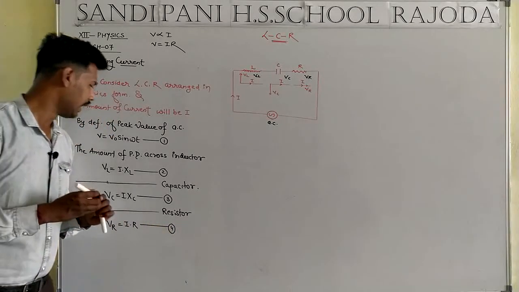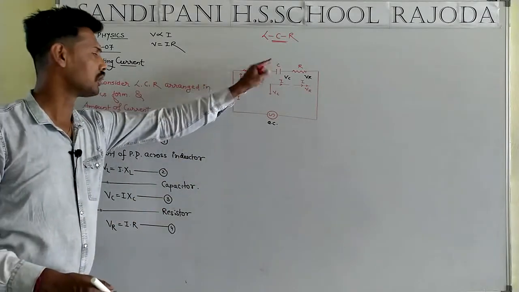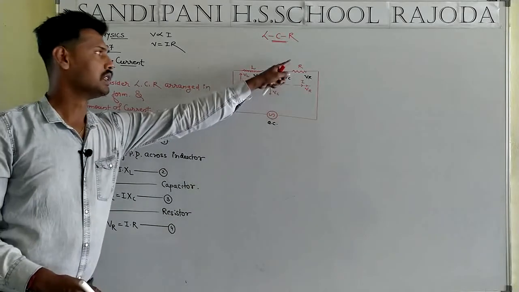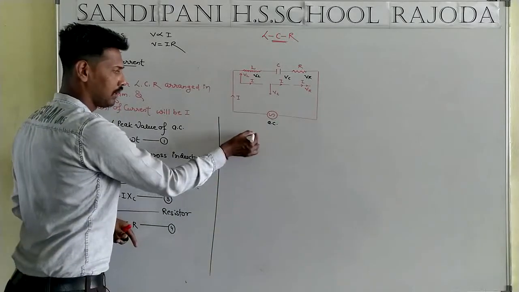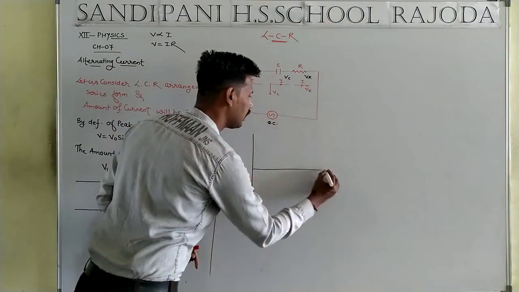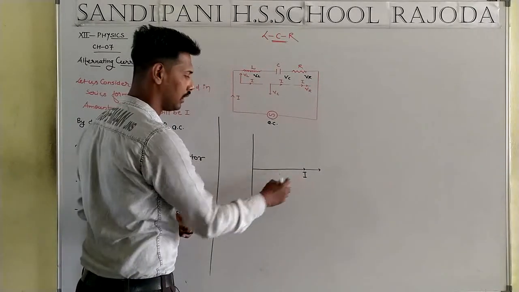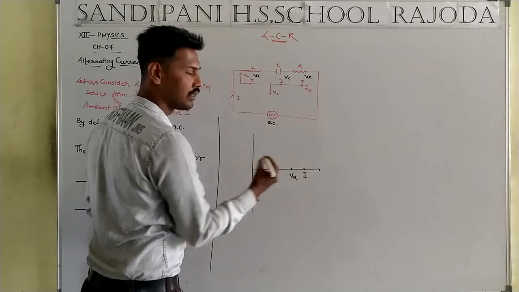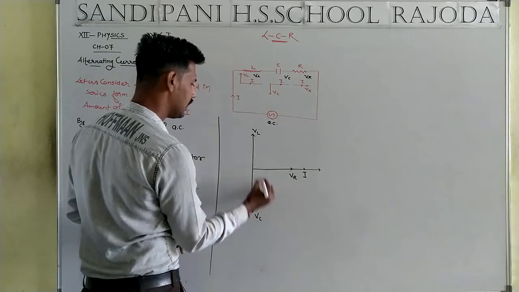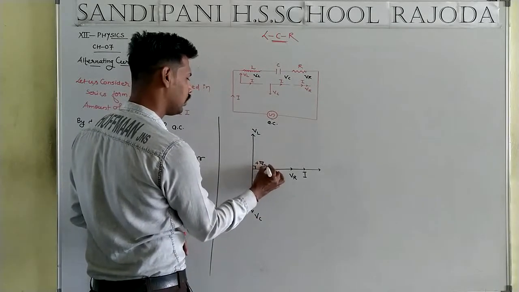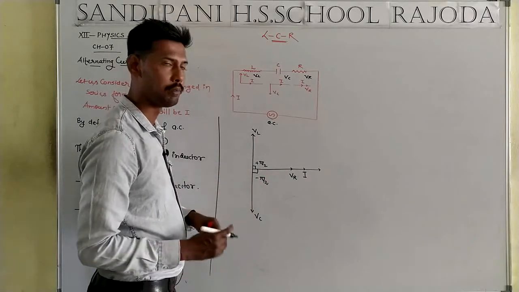Student, here XL, that means a resistance for the L, XC, that means a resistance for the C, and capital R, that means a resistance for the ohmic circuit. Now time to define the graphical representation. Let us consider the direction of flow of current VR in the direction of flow of current, and upward side VL, downward side VC. Here positive pi by 2 and here negative pi by 2.